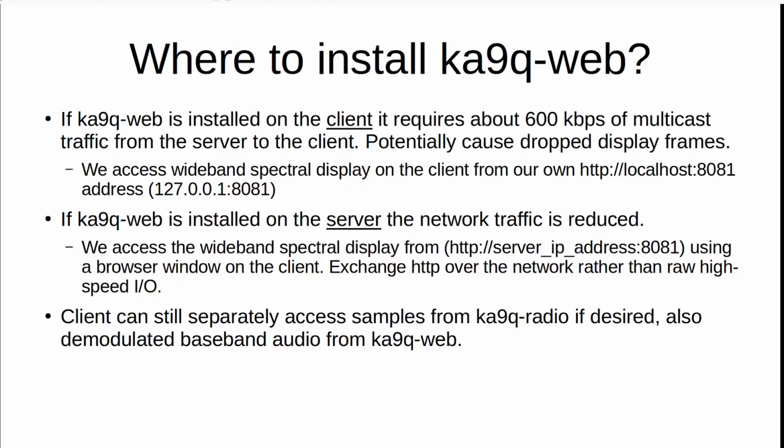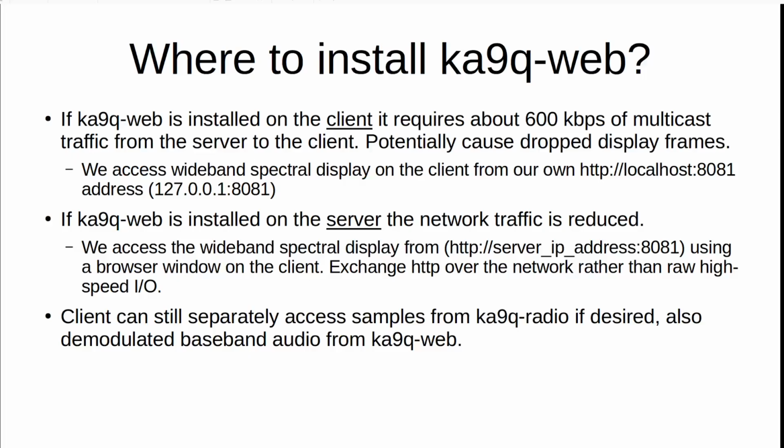Where should we install KA9Q Web? If we install it on the client, it requires roughly 600 kilobits per second of multicast traffic from the server to the client. So this would be an example where we have KA9Q radio running on the headless server and using multicast to stream the wideband spectrum display samples over to the client over our local network.